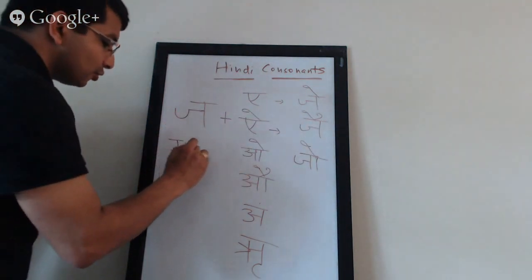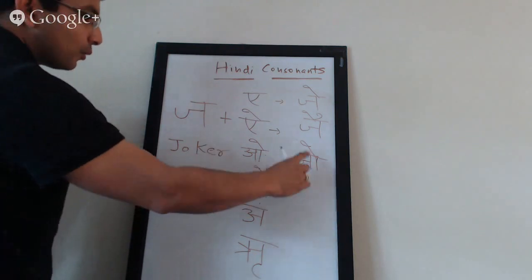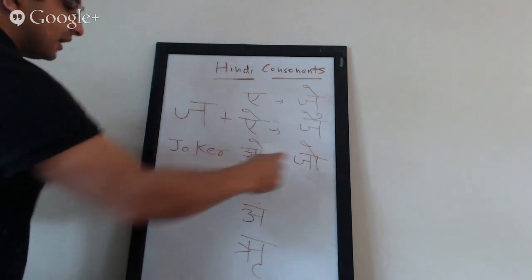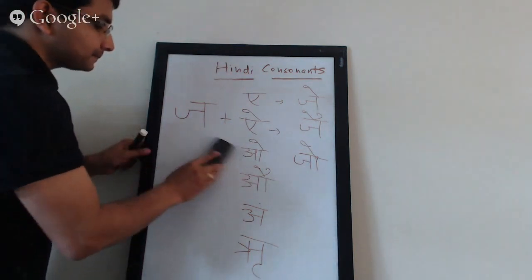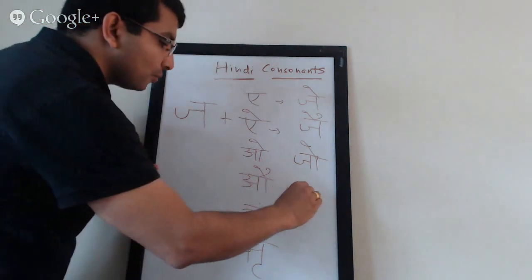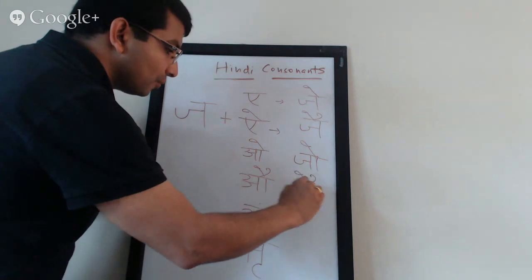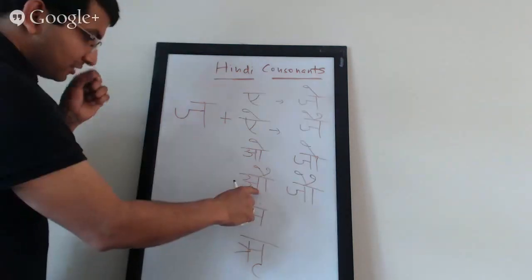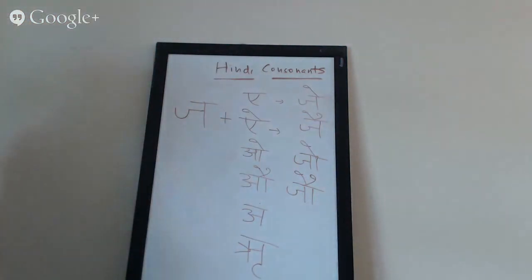Similarly, when you say Joker, Joker would also have one matra on top, O sound. Now this one it would be Jao, Jao. So there are two matras. Think of it this way: we just replace a with J, and the rest of the structure remains exactly like this, Jao.